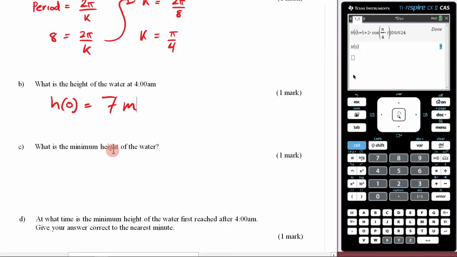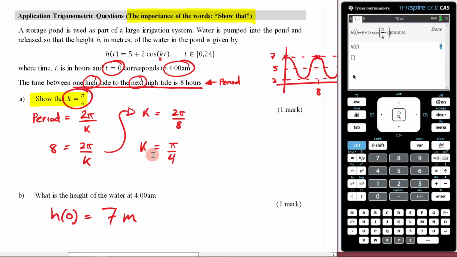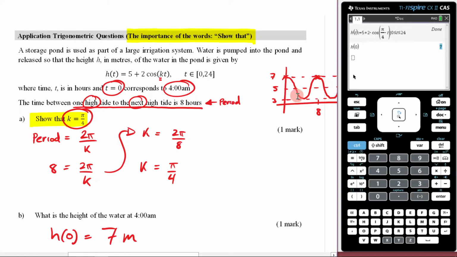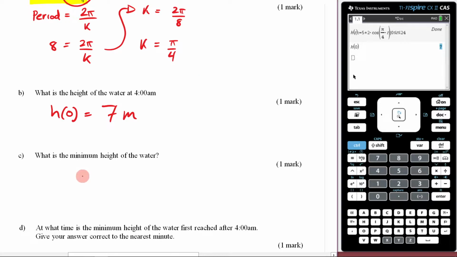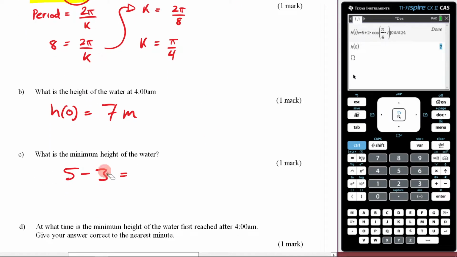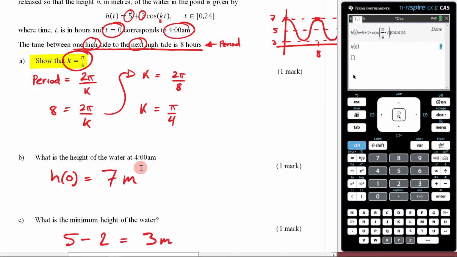Next one. What is the minimum height of the water? Well, again, I could just look at this little graph that I've drawn here. The minimum height of the water is going to be 3, because I would just take my shift and then subtract the amplitude. So I'll do that working here. What I would say is that it's 5 minus 2 is 3 meters. So that's how to think through that question there. We're just going 5, the shift, minus the amplitude.